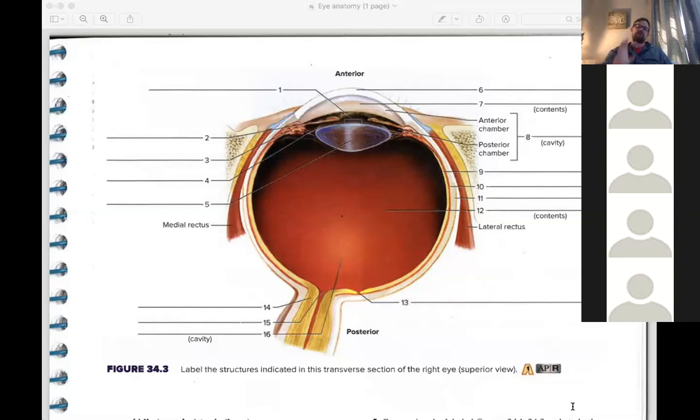The middle tunic has multiple components that are important. Again, we're just going to go over a couple of them. The first is number 10, called the choroid coat. And the choroid coat is composed primarily of melanocytes.